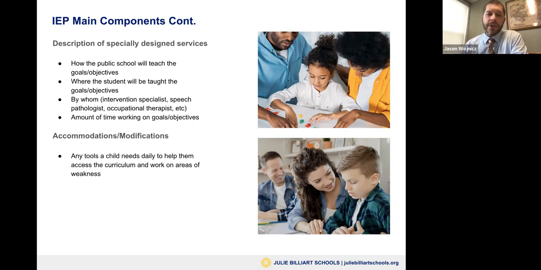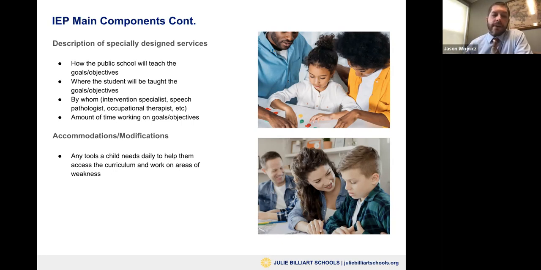Some other accommodations could be a calculator. The use of a calculator on a test, the use of a calculator on classwork. Let's say the child is in 5th grade and math fluency continues to be a struggle for them. And they're ready to move on to further operations, more in-depth operations, but we don't want that fluency component to hold them back too much.